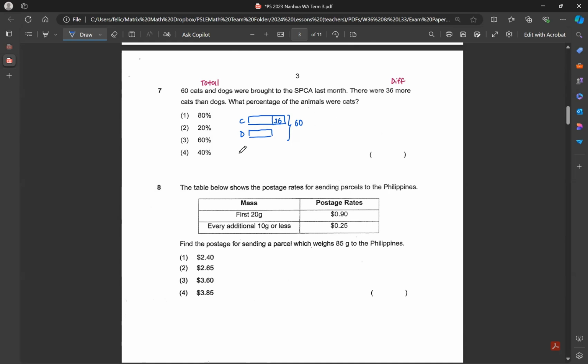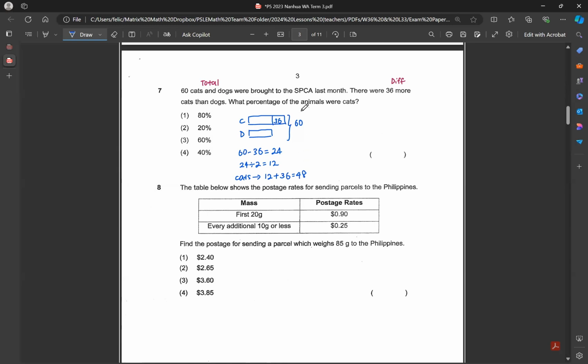All right, so it's actually just 60 minus 36, then 24 divided by 2 units. Okay, so each unit is 12. So if you want the cats, means you have to plus the 36. Okay, maybe let me just do it here, cats. So 12 plus 36. So there are 48 cats.